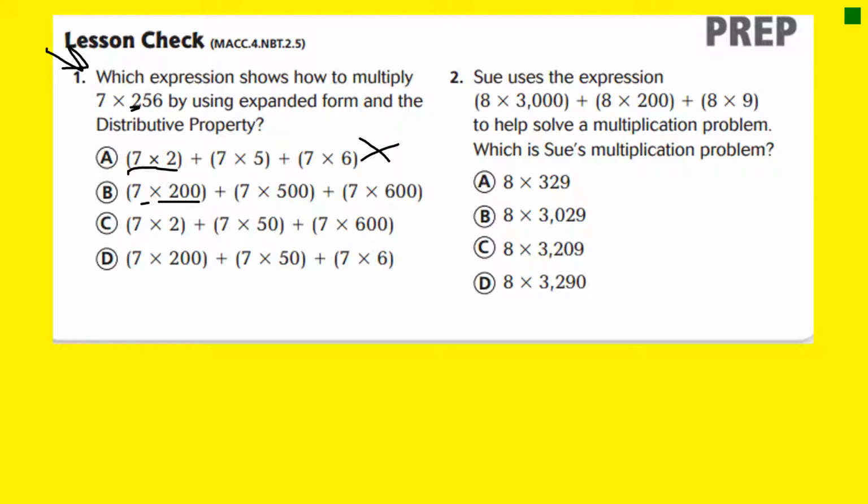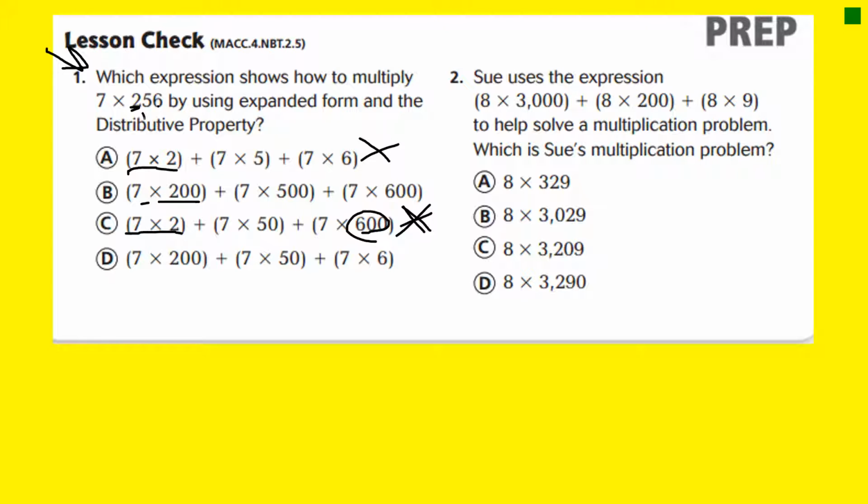Answer B, aha, there's the first part of 256, 200. Could be B. Let's see, C. Oh no, C, you're not going to trick me. Look what they did in C. They made that 6 in the ones place the value of 600. Oh no, you don't, C. Okay, so now we are looking at B and D, our possible choices.